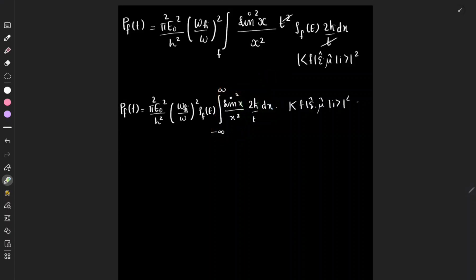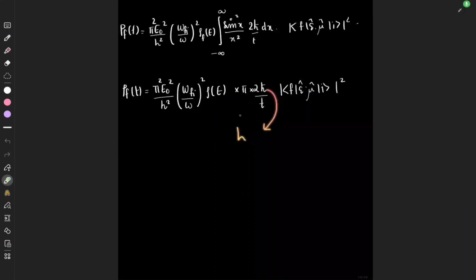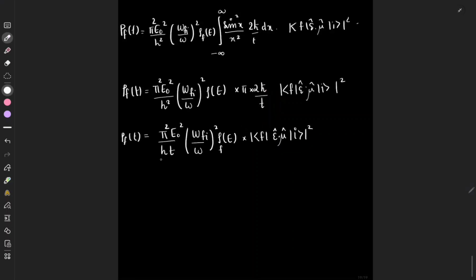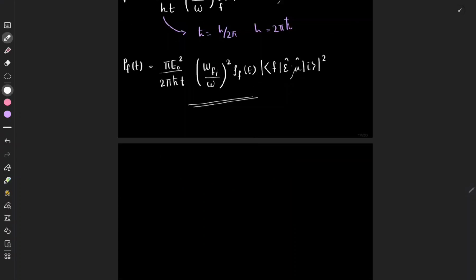So you can rewrite the equation to be like this: h by 2 pi, and on substitution, let's see what happens. H cross is equal to h by 2 pi, so h is equal to 2 pi h cross. Just substitute that, you will get the final equation to be like this. So this is what you finally get. You can cancel off the pi, and this is how you finally get it.